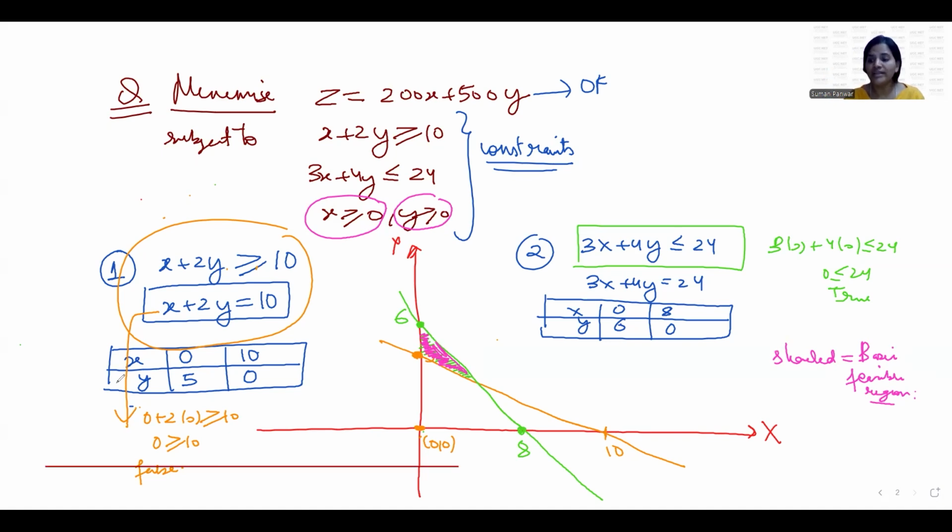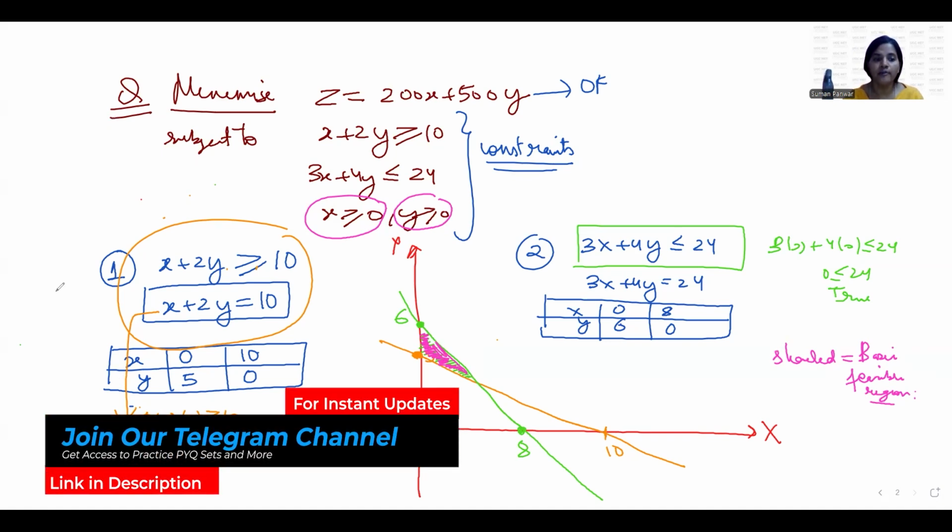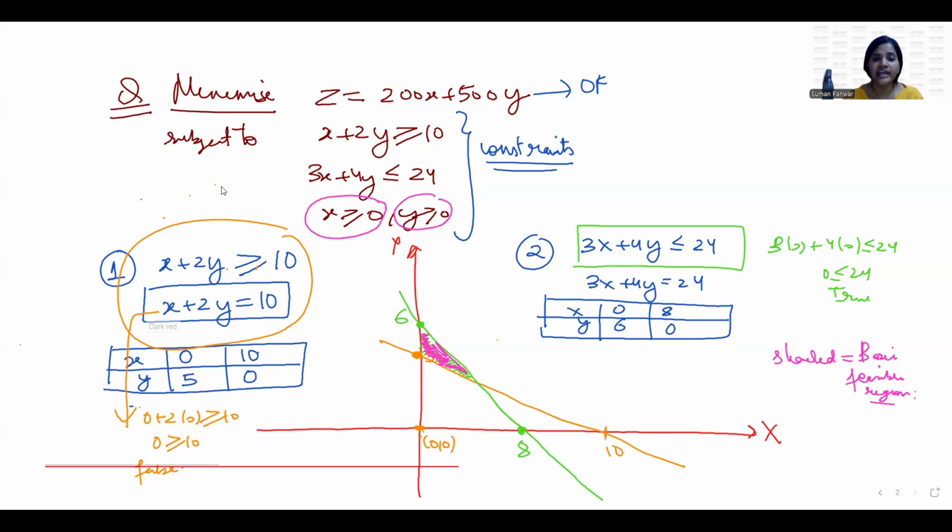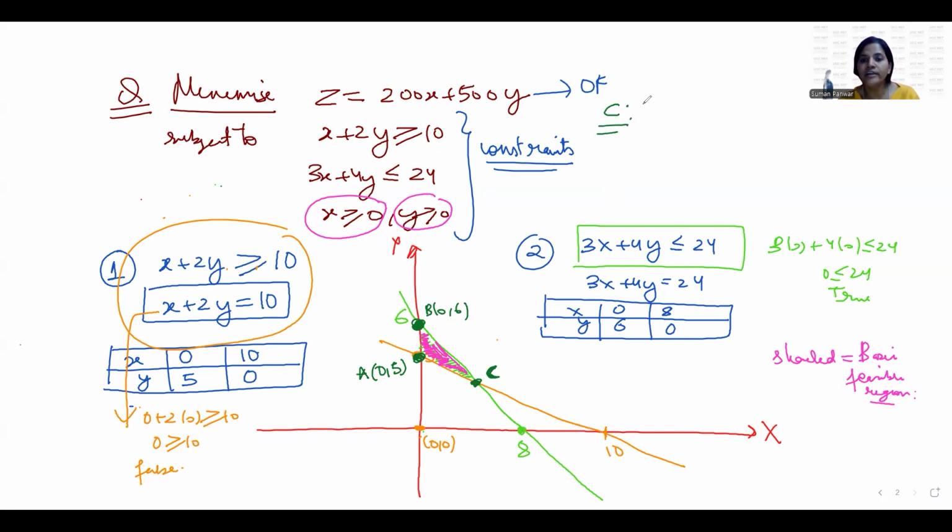Okay. So what is the next step? Why is this called the corner point method? In the next step, I will have to calculate the corners of this shaded region. You can see this corner, name it as A, was 0, 5. This corner B was 0, 6. And I have to find out the corner C. Now, how do I find the corner C? Corner C is the point of intersection of these two lines, x plus 2y equals 10 and 3x plus 4y equals 24.